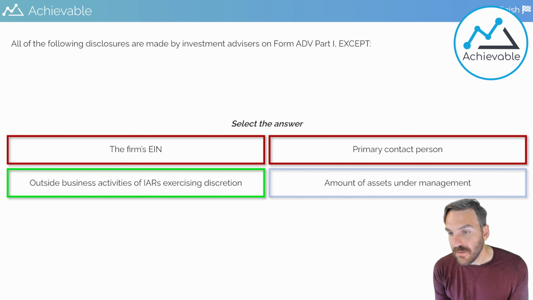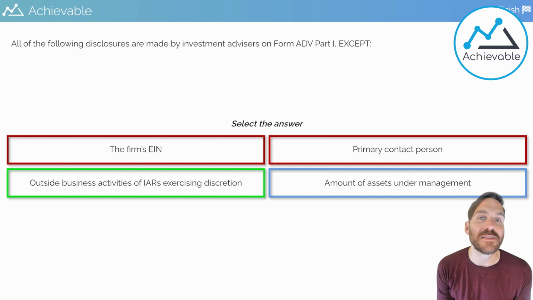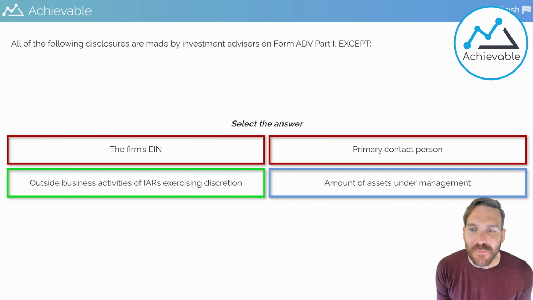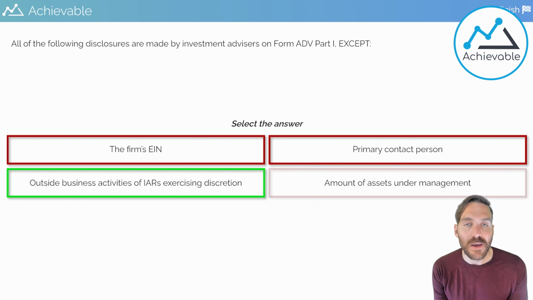The last answer, the amount of assets under management. Yes, this is something that advisors must disclose on Form ADV Part 1. The main purpose, again, is to tell the regulator what the scope of their business is. Regulators will approach smaller advisors in a different manner than they would larger advisors that have more resources and funds. It's important they know how big the businesses are that they regulate, and that is another thing that is disclosed on Form ADV Part 1.